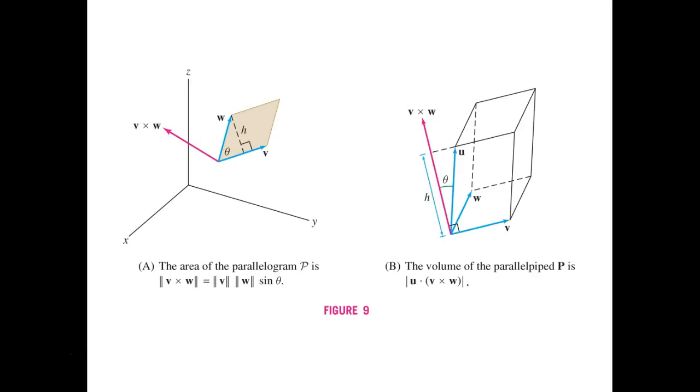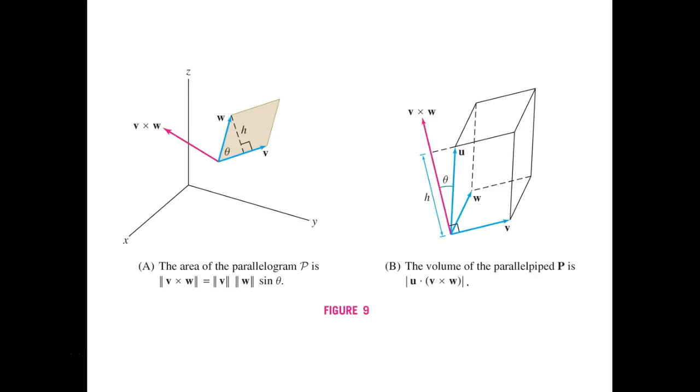But that is a box someone sat on, basically, and it sort of distorted it a little bit. The parallelepiped has V cross W in there, and then you dot the vector U with that, and take the absolute value of it, because this could come up with a negative number. That would be the volume of this parallelepiped.